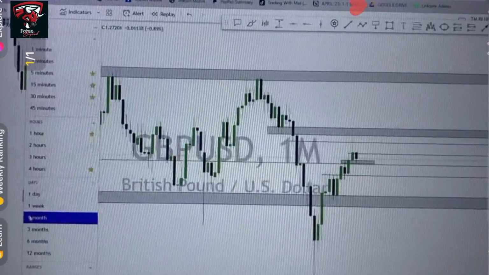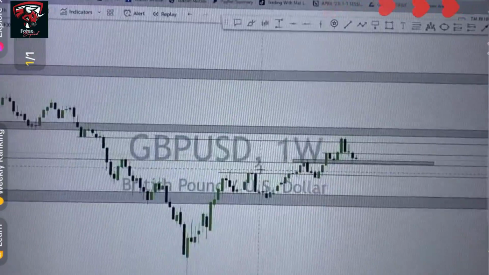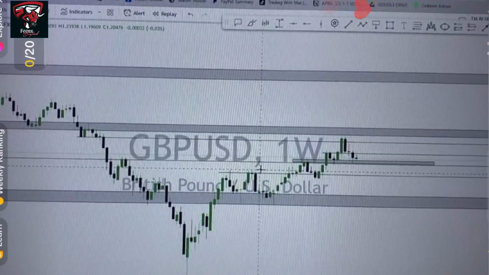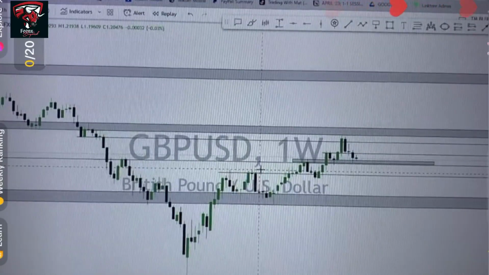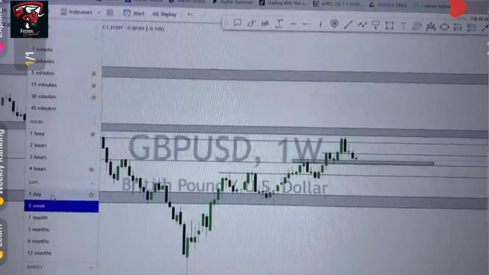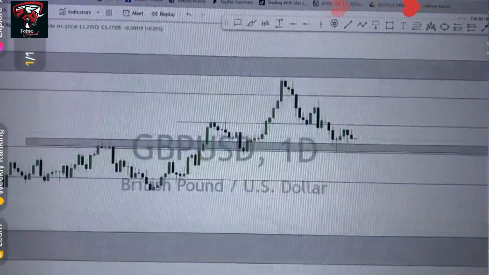So we'll also need to add that with confluences from the, I need my coffee. Oh, confluences from the daily time frame. Let's go into the daily time frame quickly.